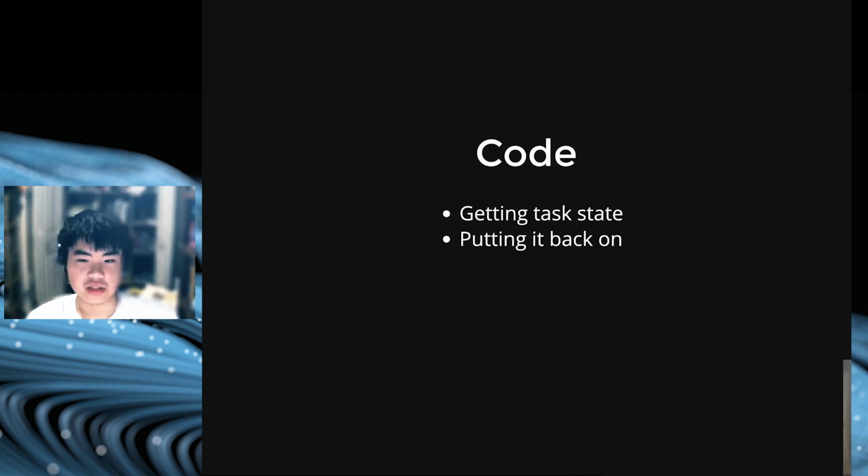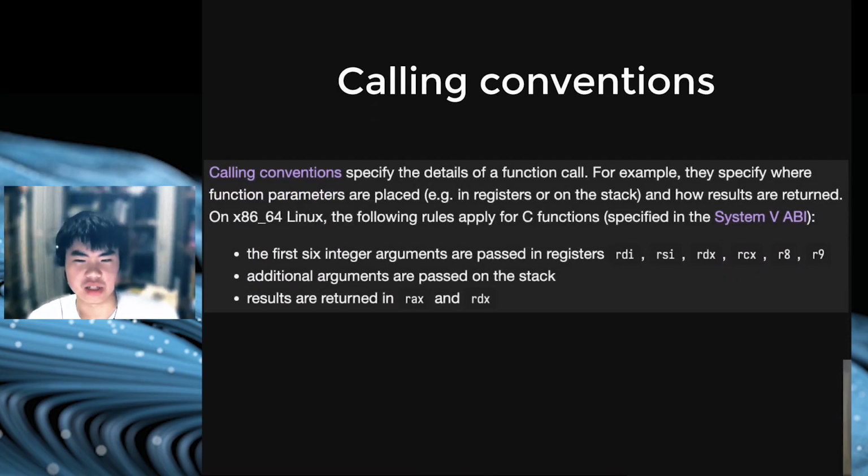So now let's get into some code and learn along the way. But right before that, a quick note on calling conventions. Calling conventions are basically things that specify how a function is going to be called and the details on how the compiler will handle it. For example, they specify where function parameters are going to be passed in and where results are going to be returned. So they can specify registers or on the stack or whatever.